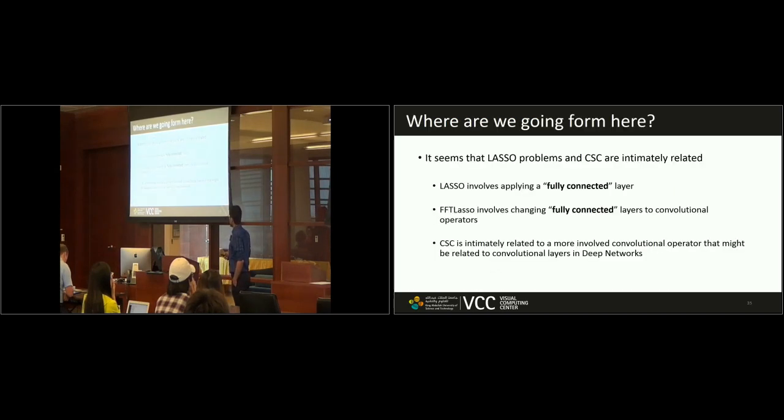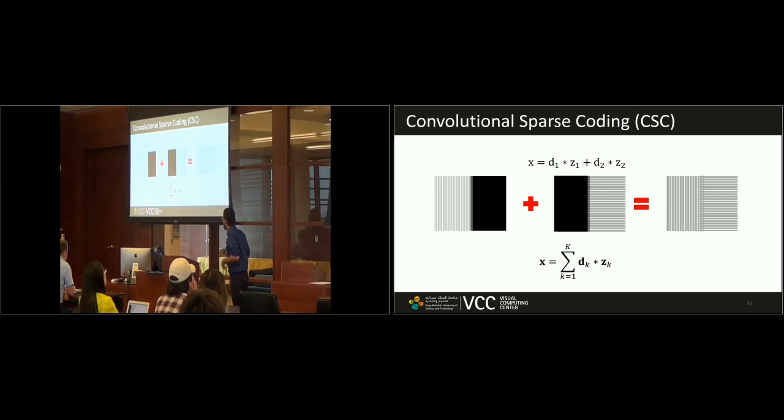So this is the overall picture; skip this slide for a moment. Basically, what we want to do is look at CSC and see how it relates back to convolutional neural networks, specifically since there has been lots of progress showing CSC is tightly related to deep networks. So let's start by defining the problem.